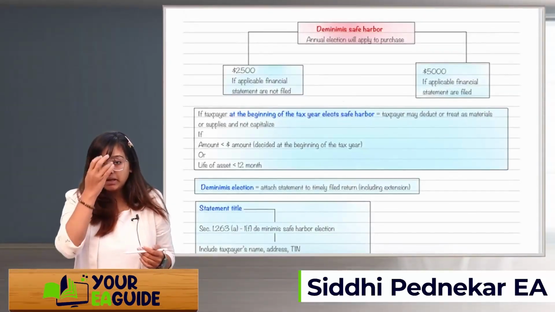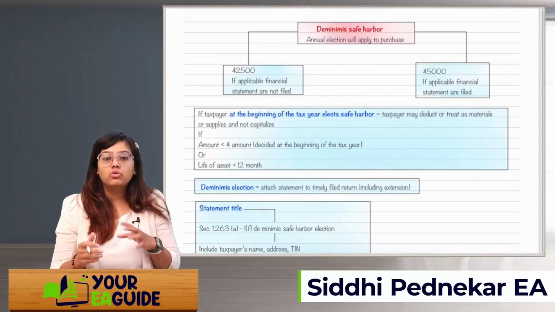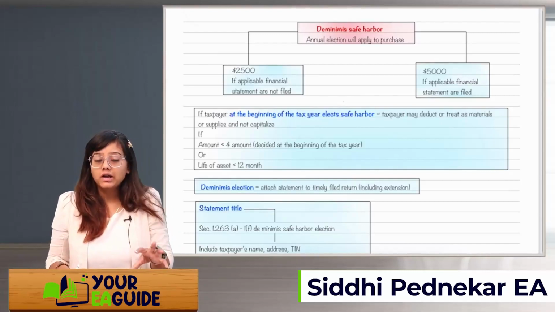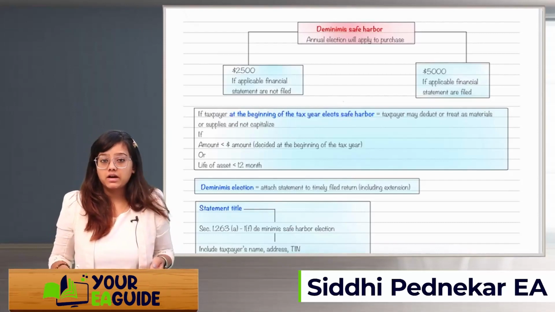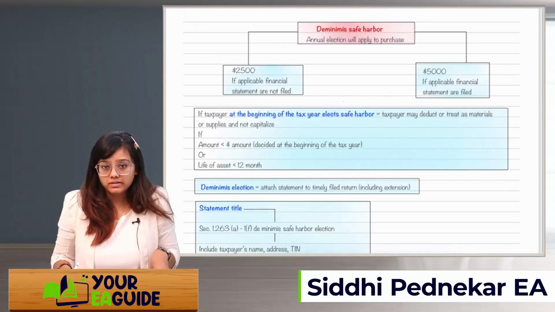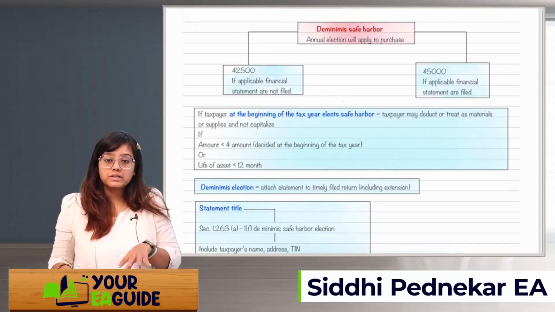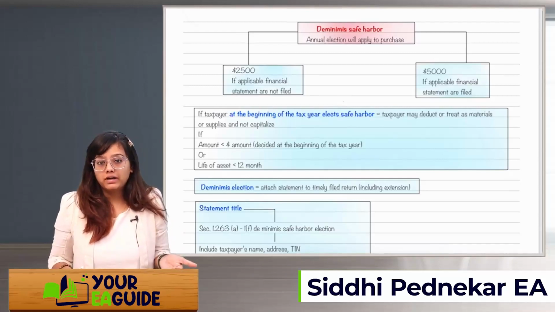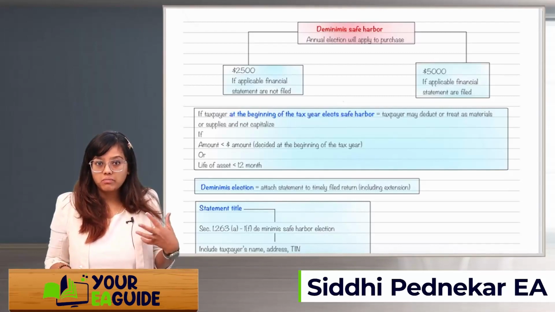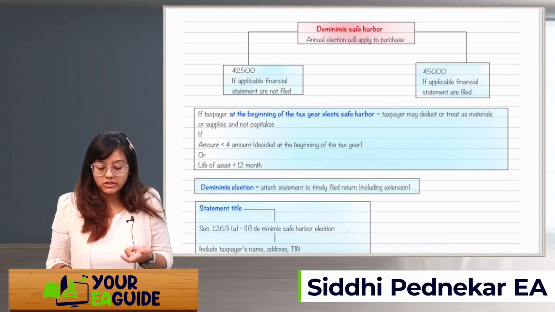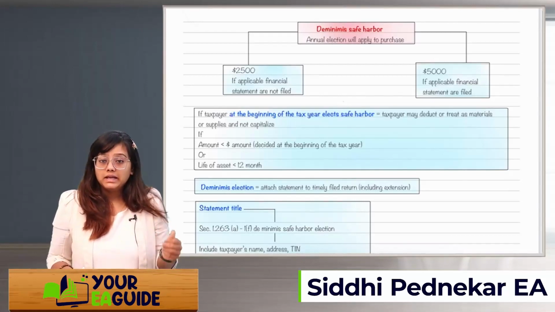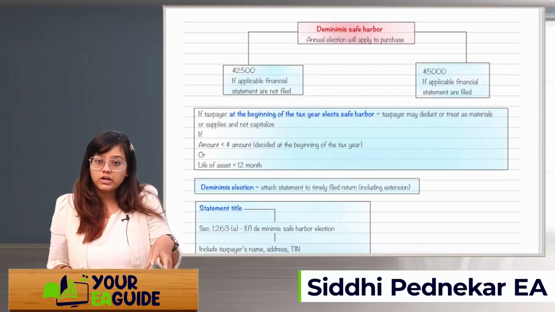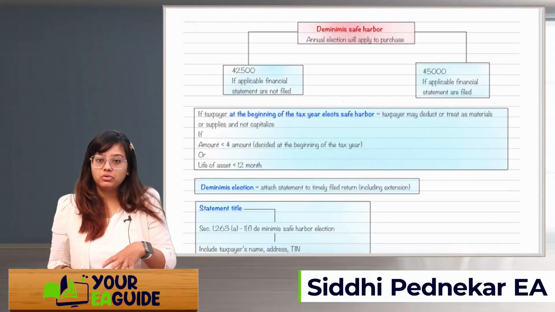What do you mean by de minimis safe harbor rule? It's a rule given by the IRS, meaning if you are purchasing an asset up to a certain limit, then it will be totally expensed off in your profit and loss statement. If it's over and above that limit, it will be capitalized and included in your balance sheet as an asset, and you can take a depreciation benefit on it.